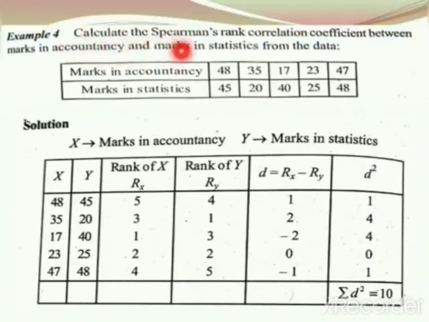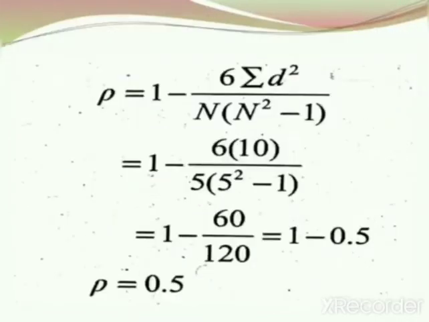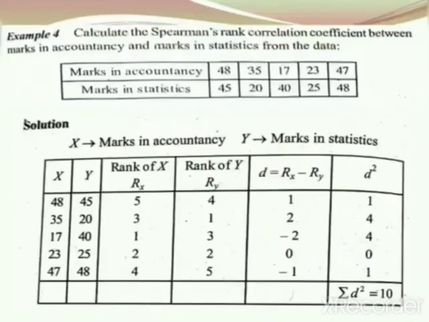Calculate the Spearman's rank correlation coefficient between marks in accountancy and marks in statistics from the data. Here they are given marks in accountancy and marks in statistics. They are not given the ranks. So we have to find the values of rank and then use the formula. Rho is equal to 1 minus 6 summation d square divided by n of n square minus 1. Let us find the values of rank. So we are taking x as marks in accountancy, y as marks in statistics.